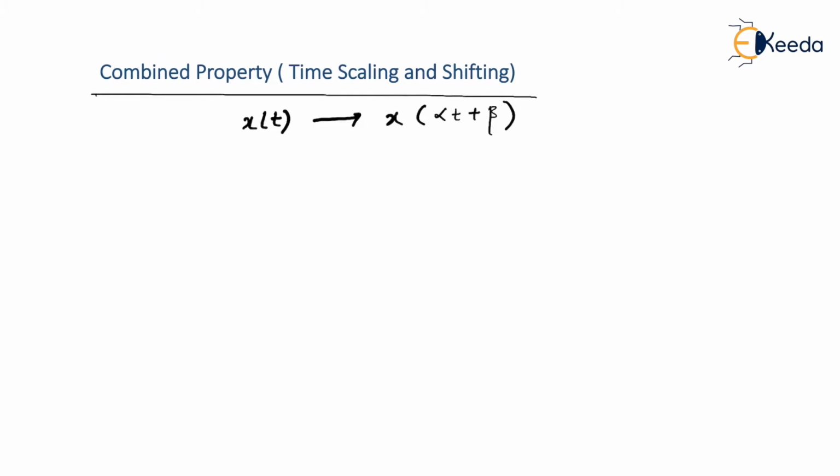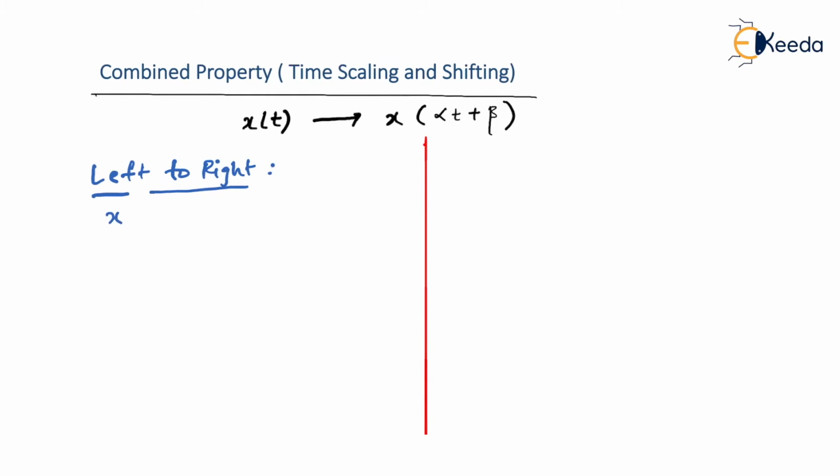To solve such problems, we have two approaches, that is, left to right approach and right to left approach. We'll study both the approaches. So, first, we will see left to right approach. In this, the given thing is x of alpha t plus beta. Remember, step number one is to make t coefficient free. T means time, that is independent variable. So step number one, as I said, make t coefficient free.